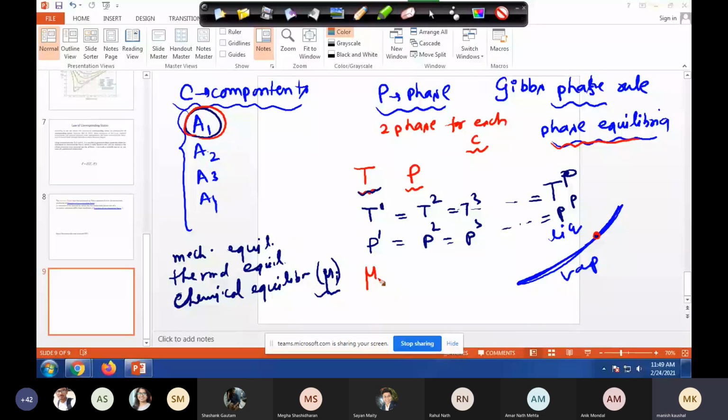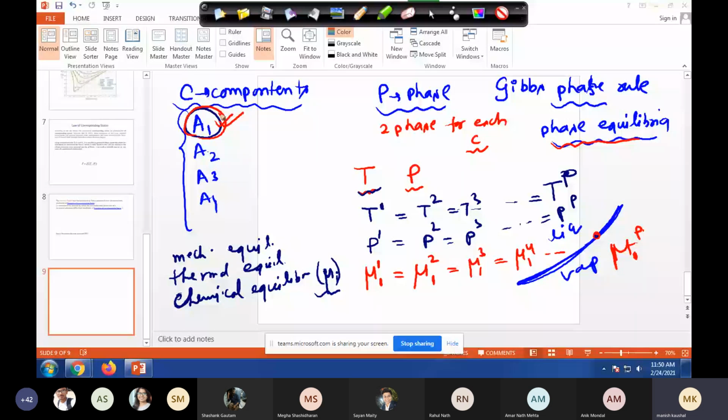For component, I will use this subscript. For this component, whatever the chemical potential is in phase 1 should be equal to that of the same component in phase 2, in phase 3, in phase 4, and so on, up to P. So for a given component A1, the chemical potential should be equal in all phases.